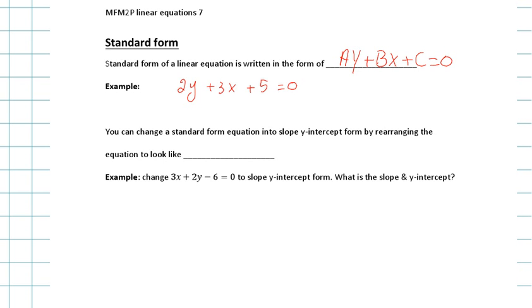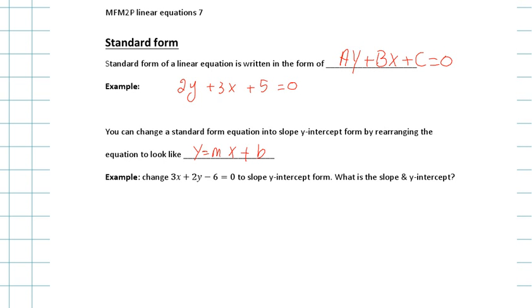And we have to know how to convert from that standard form, the useless standard form, to the more useful slope y-intercept form. Okay? So we can change a standard form equation into slope y-intercept form by rearranging the equation to look like, what's slope y-intercept form? y equals mx plus b. Okay? So I can change it from this to this by rearranging the form.